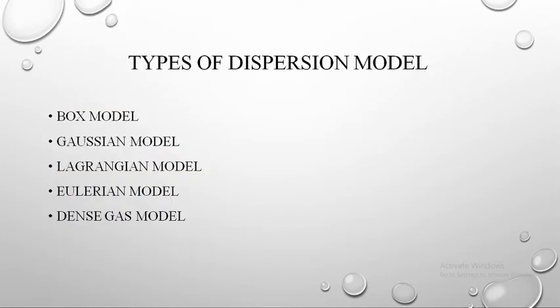Types of dispersion model. So here there are 5 types of model. First one, box model. Second one, Gaussian model. Third one, Lagrangian model. Fourth one, Eulerian model. Last one, dense gas model. One by one we will discuss.